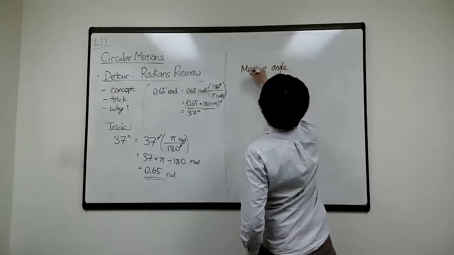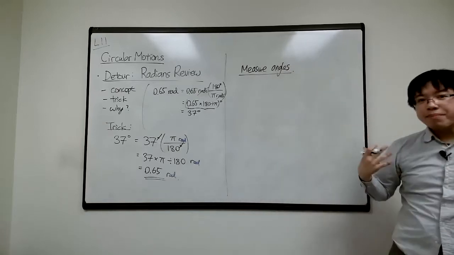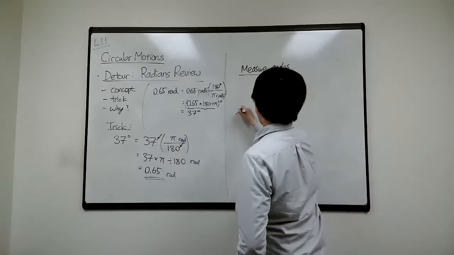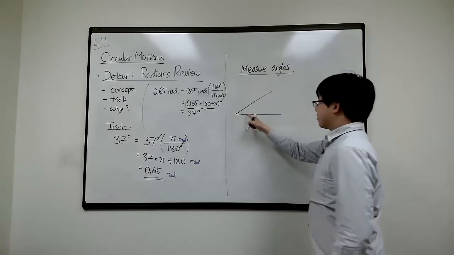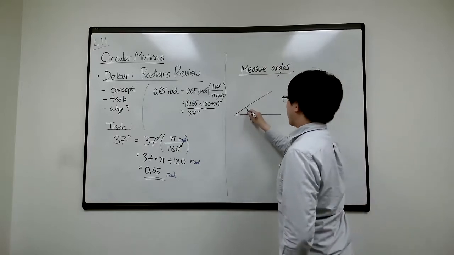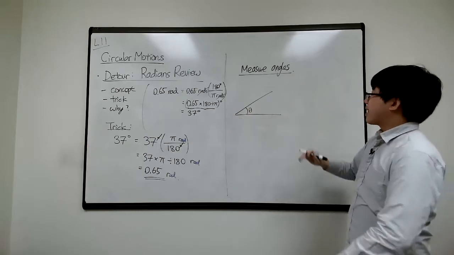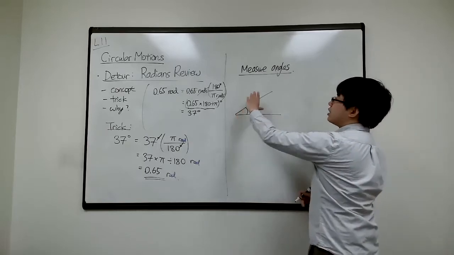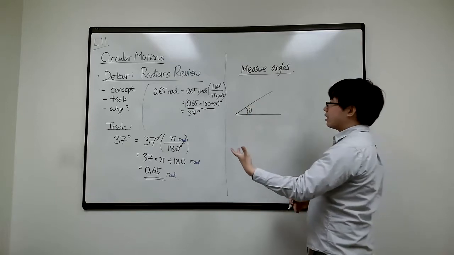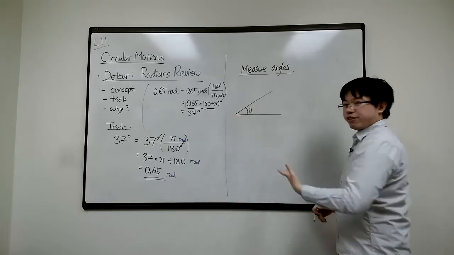I want to measure angle. How do I measure angles? Well, what's an angle? An angle is like this, right? That's an angle. What's a good way to measure an angle? Well, I want a measurement such that if I make this larger, that number will increase, and if I make this smaller, that number will decrease.